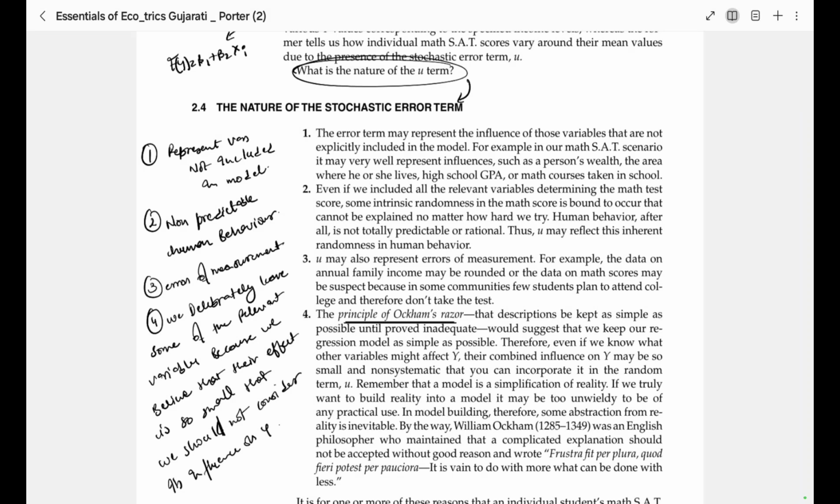That could also lead to error. Then sometimes what happens is that we deliberately leave some relevant variables because we believe that the effect of those variables is negligible on the dependent variable. That is why we leave those variables, and those small changes also lead to error. Sometimes this thing of deliberately leaving variables was given by the Occam's razor principle. You can read about the principle of Occam's razor in the book also.